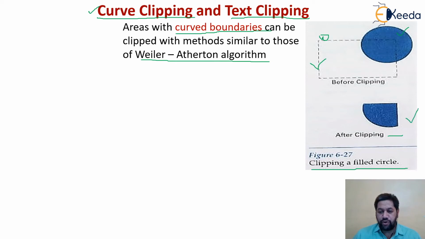This is my output. This is the part from this to this, which is inside the clipping window. You can find it here: this to this is my window, and this is the part of the circle. This is my expected, or correct, output.